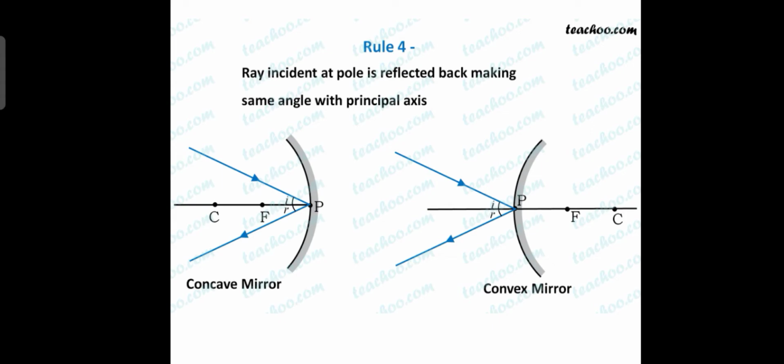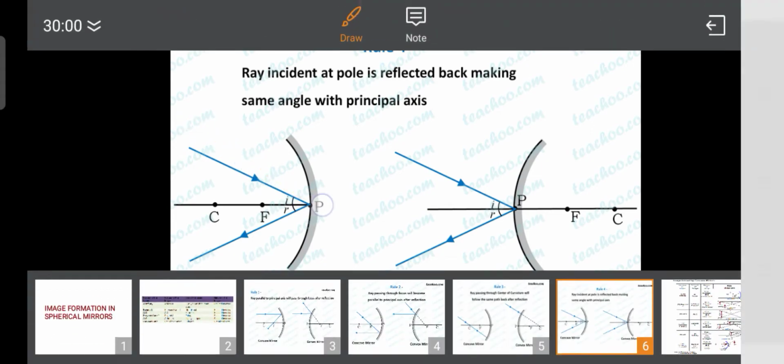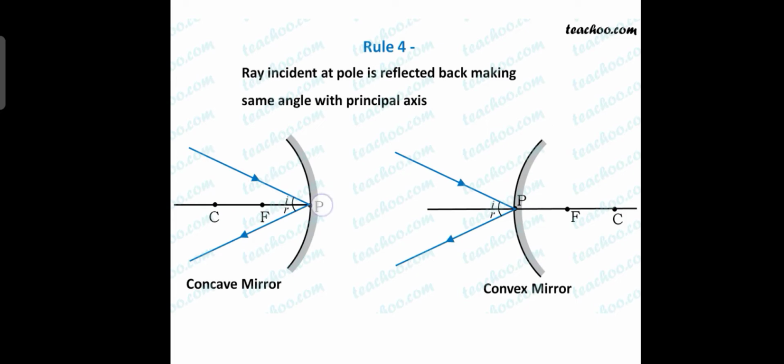In rule number 4, you can see that a ray incident at the pole is reflected back, making the same angle with the principal axis. That means if the ray is hitting at the pole, the end of the principal axis, the middle of the concave mirror. This is the aperture and this is the middle portion, that is known as the pole. So if the ray is incident at the pole, then it is reflected back with the same angle.